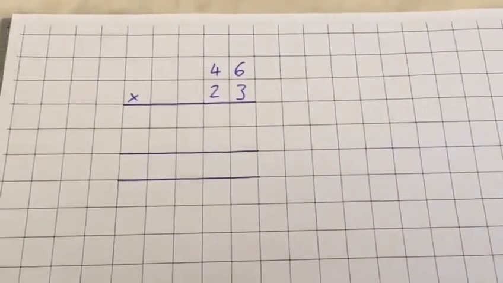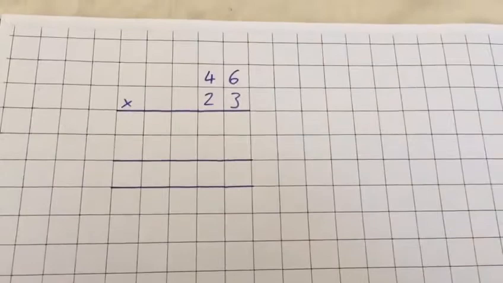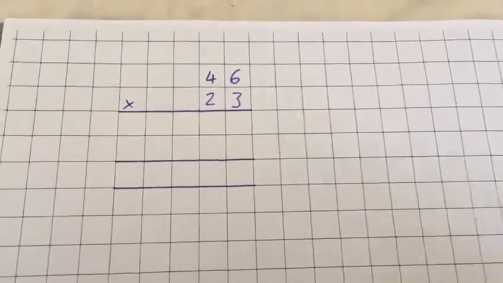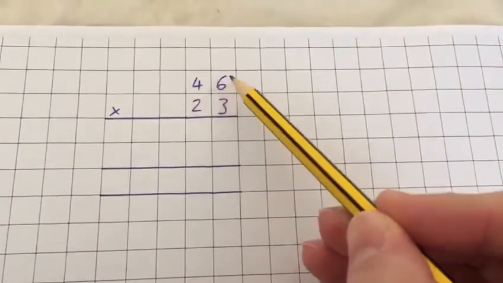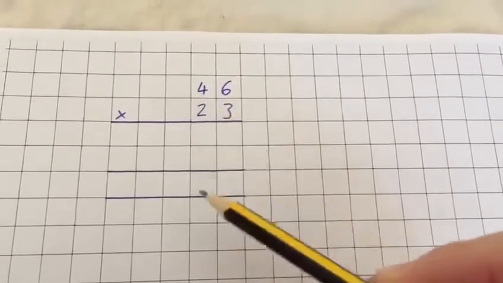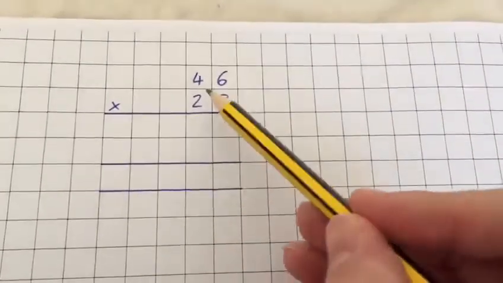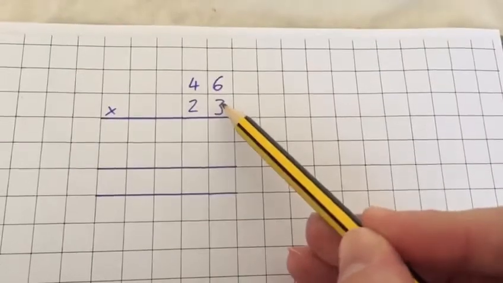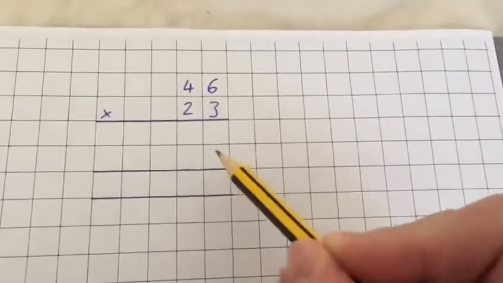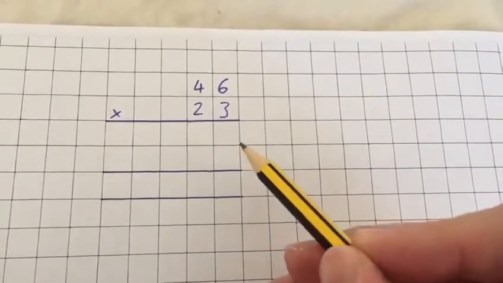Just going to show you a video now about how you can do the column multiplication method. Start off by making sure your question has your digits lined up accurately again, just like it does with the other videos. So we've got 46 and multiplying it by 23. This method works by using all your times table knowledge.